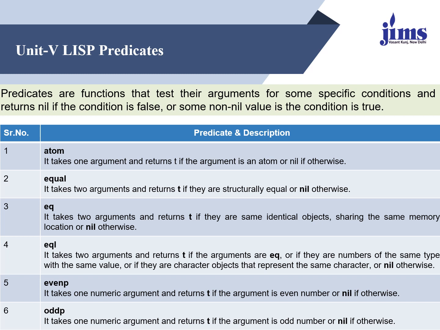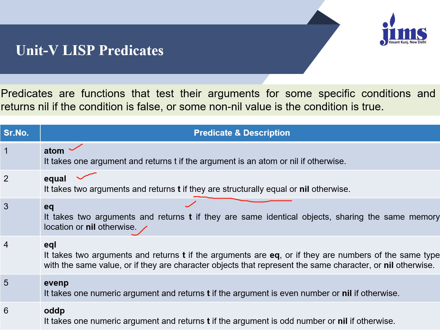Atom. Atom is a predicate which takes one argument and returns t, meaning true, if the argument is an atom, otherwise nil. This is used to check whether the argument passed is an atom or not. Equal takes two arguments and returns true in case both the arguments are equal to each other, otherwise nil. EQ also takes two arguments and returns true if they are identical, sharing the same memory location. Here we haven't said same memory location, here we said they are structurally equal. Here I am saying if they are sharing the same memory location, then it will return true, otherwise nil.